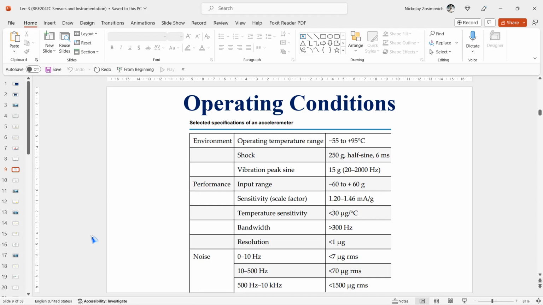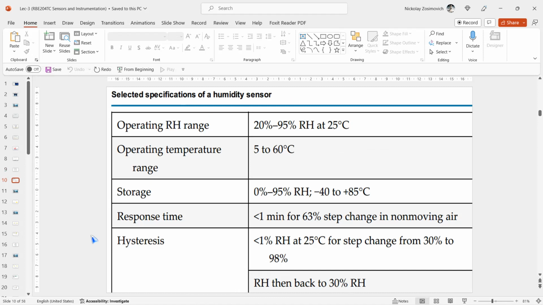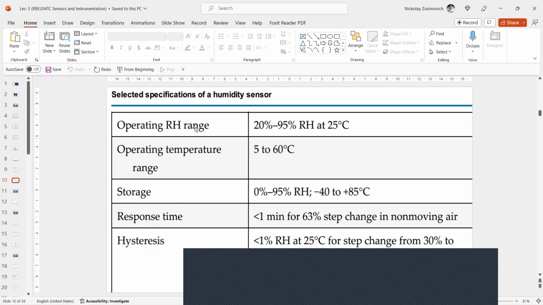Many humidity sensors have nonlinear behavior. Namely, this table is an example of the specification of a typical industrial humidity sensor. RH stands for relative humidity. So you may see the operating range.